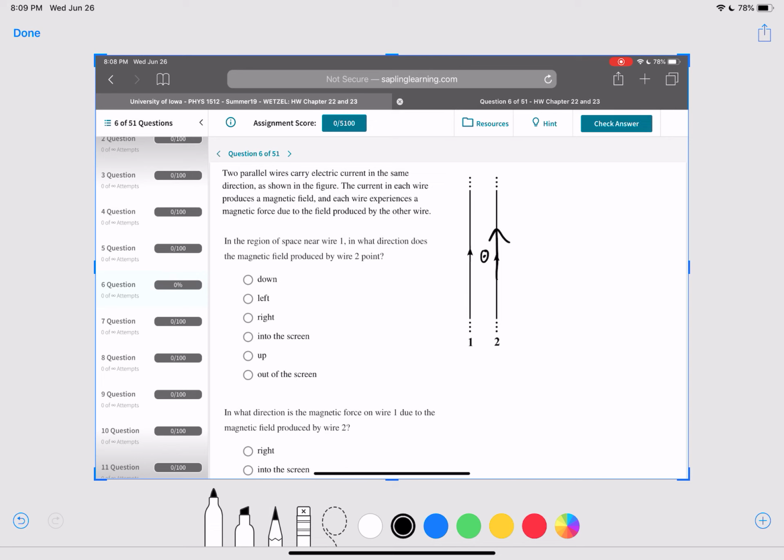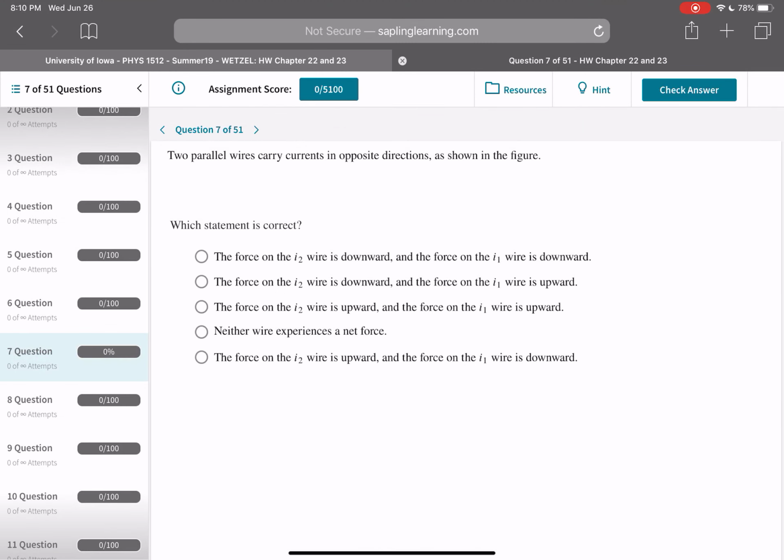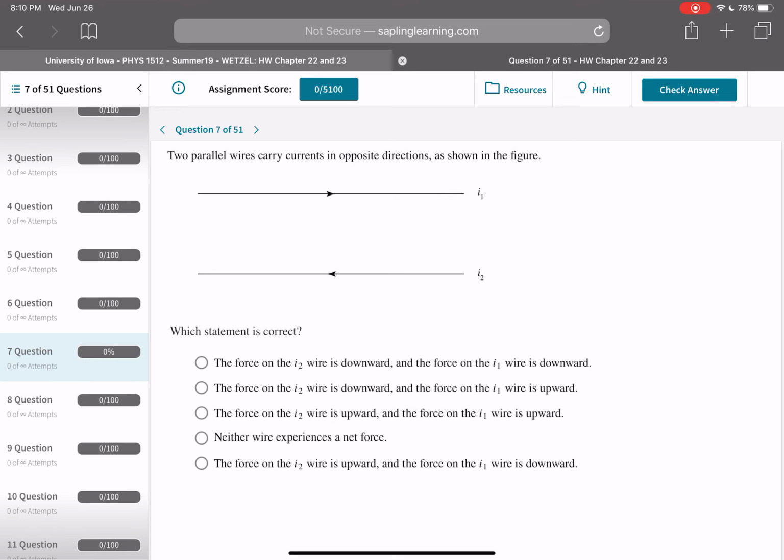And then what direction is the magnetic force on wire 1 due to the magnetic field produced by wire 2? If one is this way and the other is that way, so they're in opposite directions, is this going to be an attractive force or a repulsive force? Okay, 7. Two parallel wires carry current in opposite directions as shown in the figure.